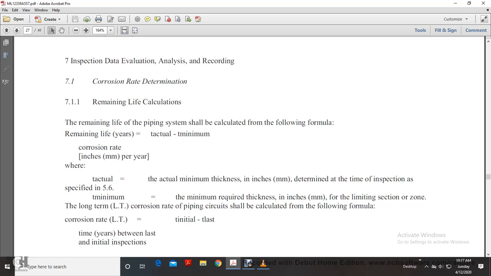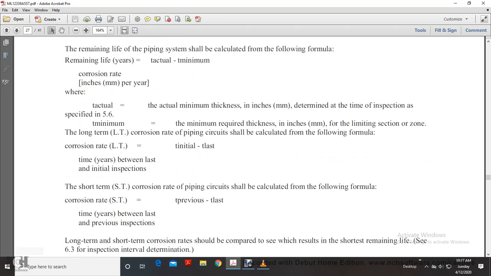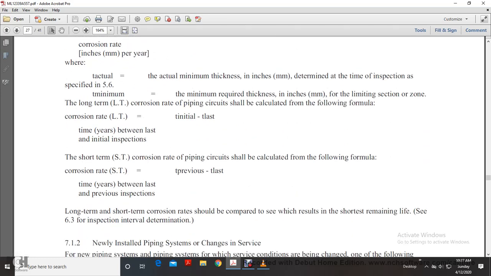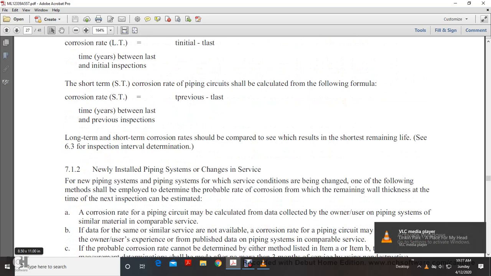Long-term corrosion rate of the piping circuit shall be calculated with the following formula. Corrosion rate LT equals t initial minus t actual, divided by time in years between the initial and last inspection. Short-term ST corrosion rate of the piping circuit is calculated with the following formula. Corrosion rate ST equals t previous minus t actual, divided by time in years between the last and previous inspection. Long-term and short-term corrosion rates should be compared to see which results in the shortest remaining life. See inspection 6.3 for the inspection interval determination.